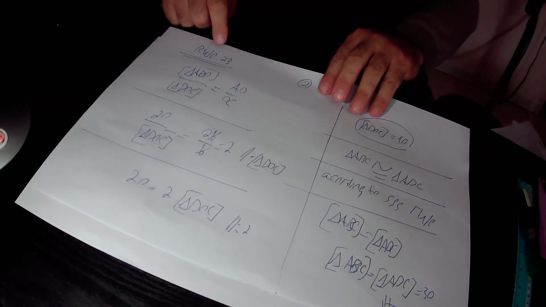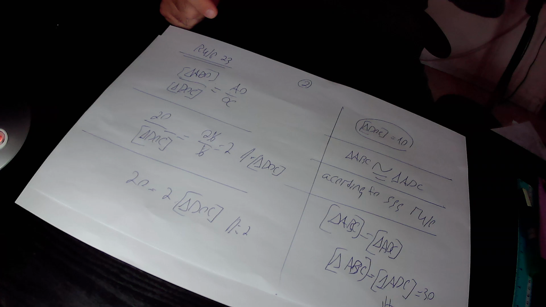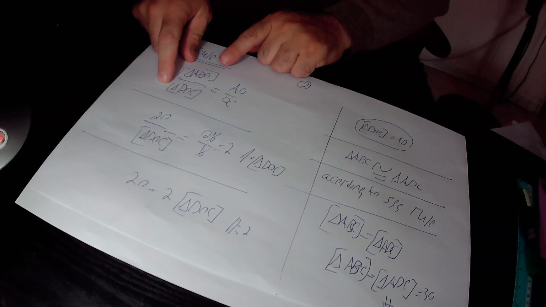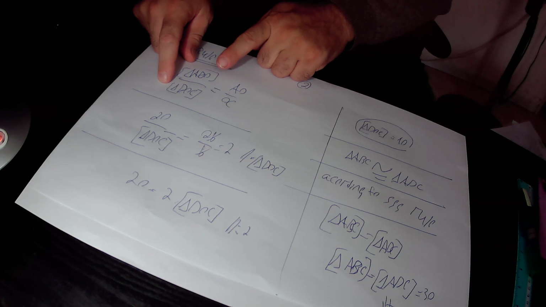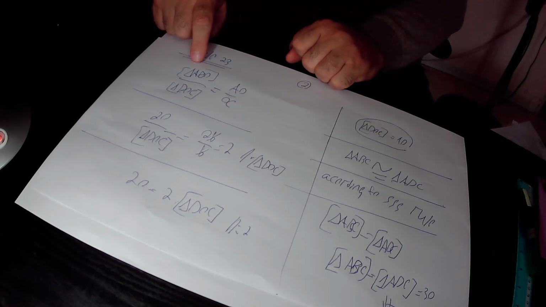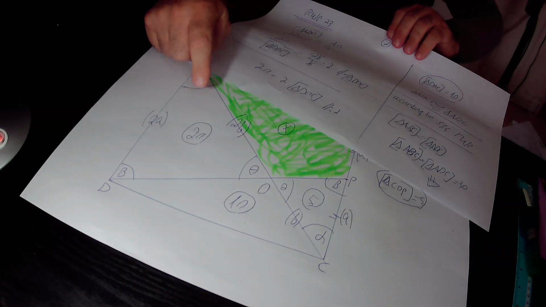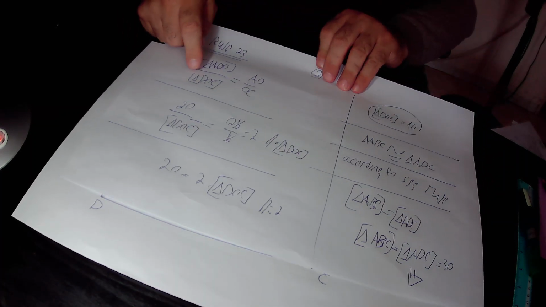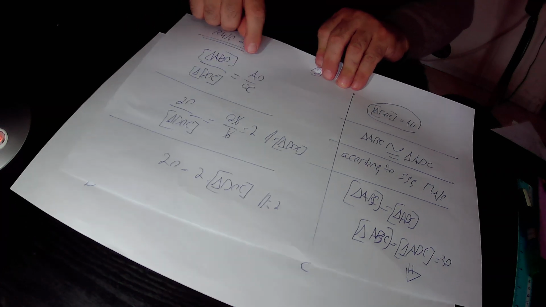The ratio between the two bases is AO over OC. So the ratio between the areas of the two small triangles, that is the area of triangle ADO over the area of triangle DOC, is equal to the ratio between their corresponding bases, that is AO over OC. The area of triangle ADO is 20 square units over the area of triangle DOC. The area of triangle DOC is unknown, so we leave it as it is, and it is equal to AO.